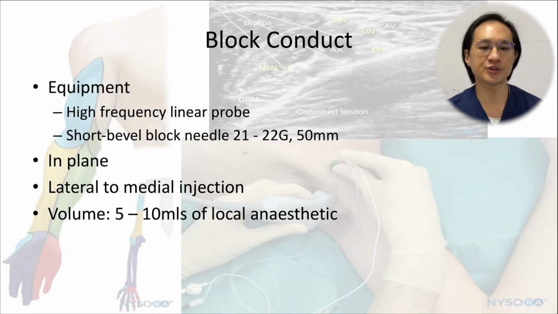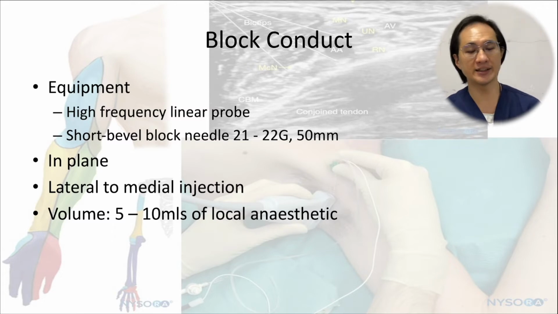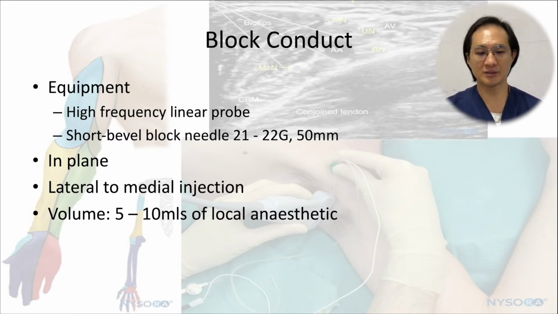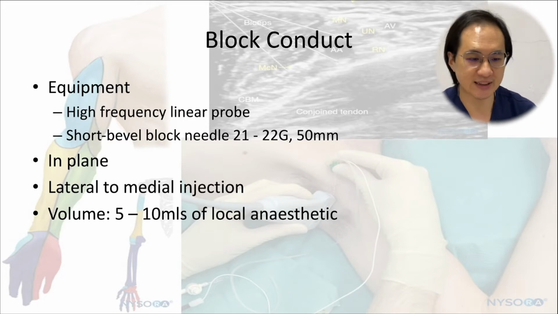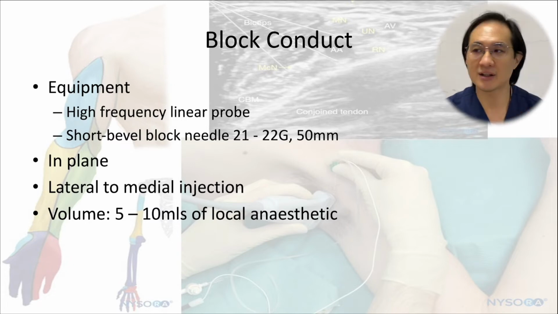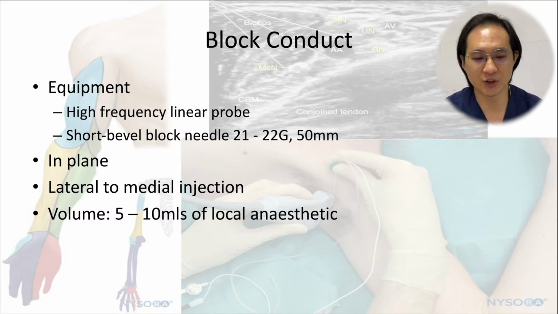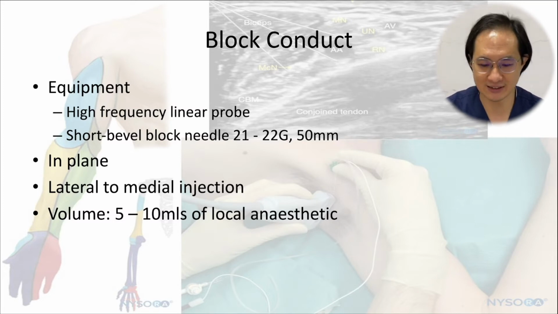The block is usually conducted using a high-frequency linear probe with a short bevel block needle, 21 to 22 gauge, and the length of the needle is usually about 50 millimeters. The approach is in-plane, a lateral to medial approach. The volume of local anesthetic agent is usually between 5 to 10 milliliters.